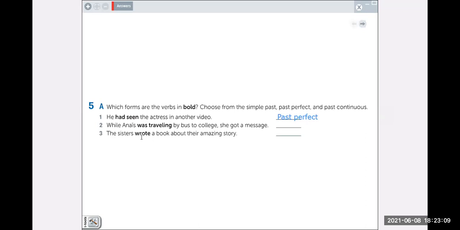While Anais was traveling by bus, she got a message. Past continuous. Very good. And the last one. The sisters wrote a book about their amazing story. Simple past. Very good. Simple past, right? Very good. Okay, let's go to the next exercise.